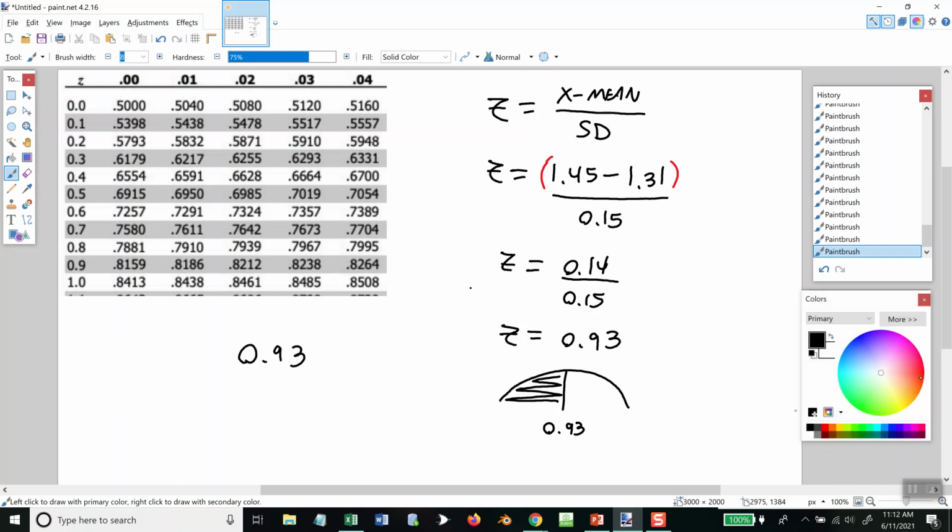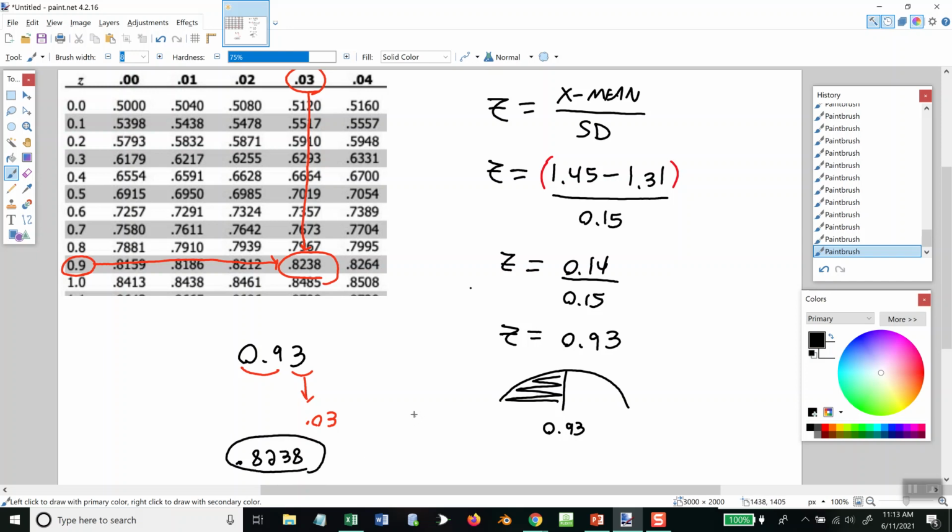Now I want to break this number apart. So take a look at the first part of the number. This is our hundredths place, so this is going to be 0.03. So I'll look up 0.9 on the left side. The hundredths place, I'll look up 0.03. And the intersection of those gives us this value right here. So we have 0.8238.